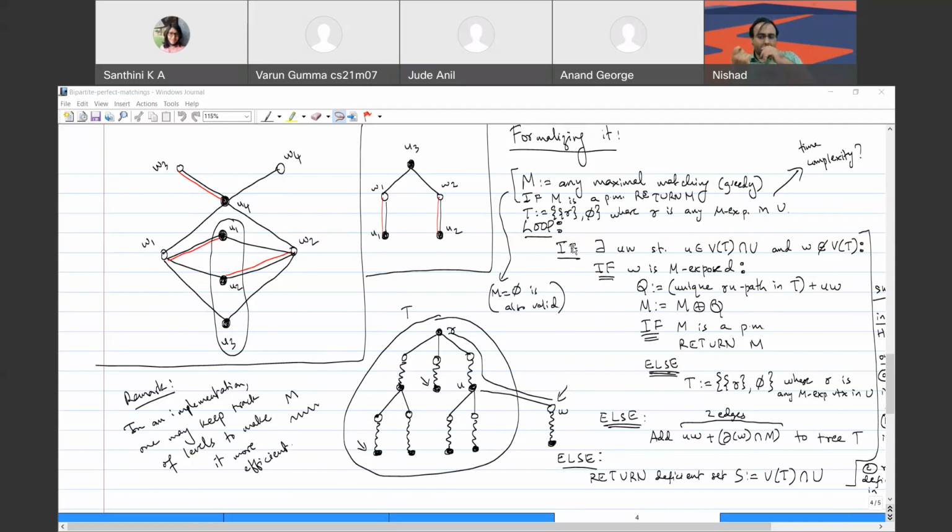Otherwise, if it doesn't find an exposed vertex, it might find a vertex which is already covered, in which case it will include that vertex and its neighbor in the alternating tree. So the alternating tree becomes bigger. That is what we are going to call outcome B. And finally, if neither of those happen, right, so you've reached a situation where all the black vertices of the tree, I mean the U vertices of the tree, they do not have any white neighbor outside the tree, right? At that point, you have reached a situation where you have a deficient set, and that is what we are going to call outcome C.